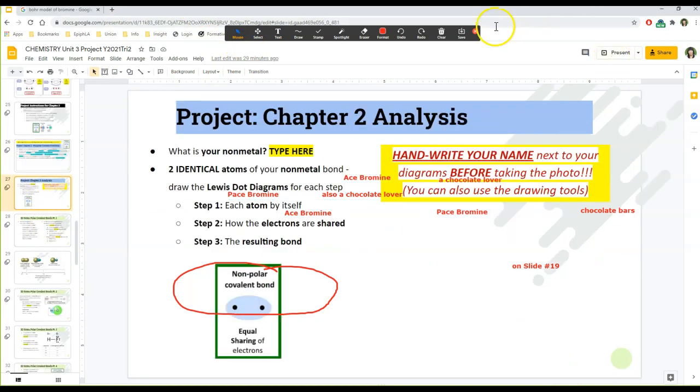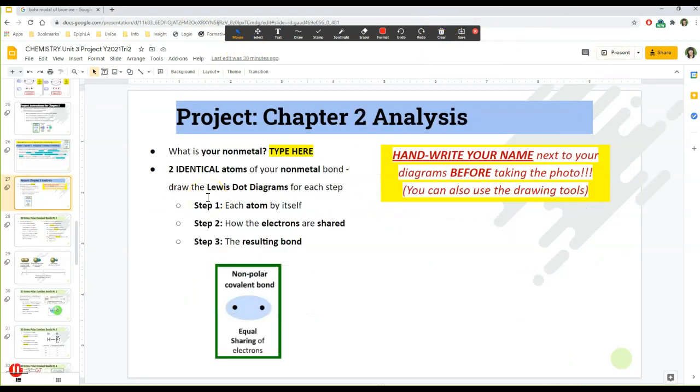So then we're going to go ahead and take a look at 27. So what is your nonmetal? Again, for me, my nonmetal here was bromine. And I'm going to go ahead and draw 2 identical atoms of my nonmetal, draw the Lewis dot diagrams. So step 1, each atom by itself. Step 2, how the electrons get shared. And step 3, the resulting bond.